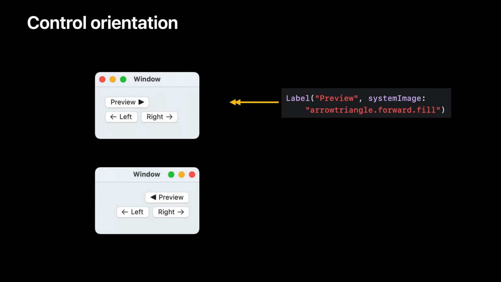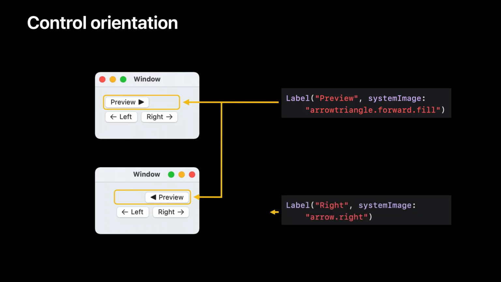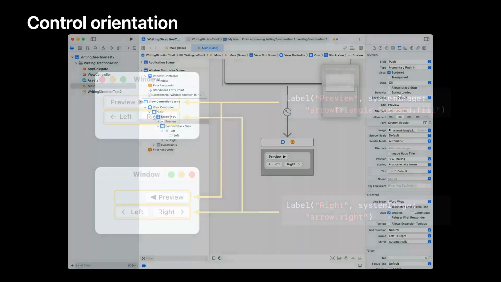As we saw before, for images from SF Symbols, you choose either an icon that reverses or one that doesn't. Here, we've used arrowtriangle.forward.fill for the preview button. The forward in the name tells you that it flips for right to left. We've used arrow.left and arrow.right for the direction buttons. The left and right in the name tell you that they don't flip for right to left.